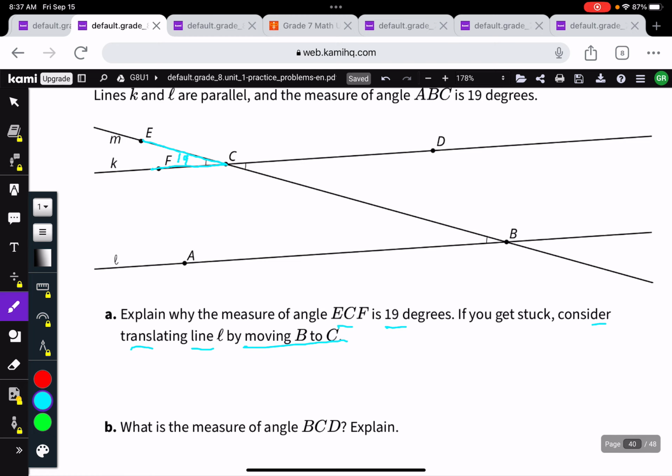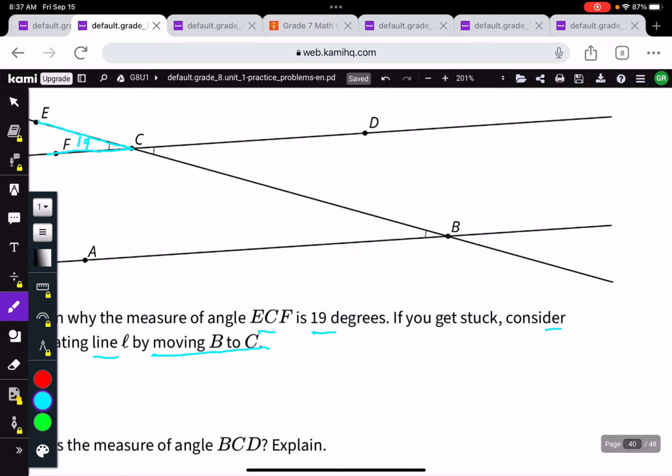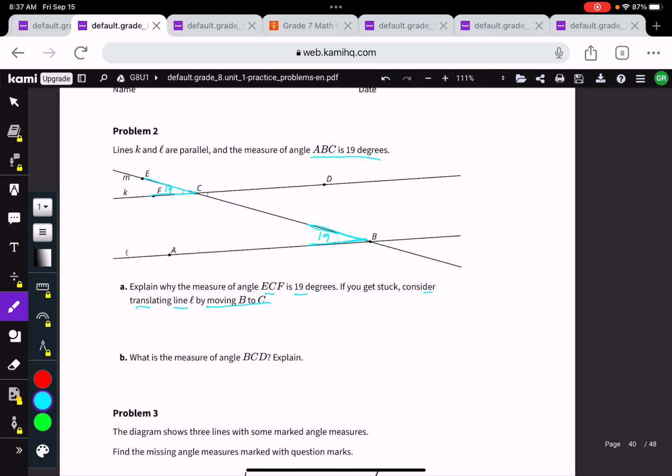Explain why the measure of the angle is 19 degrees when they told us that ABC, there's the line, that's angle ABC, is also 19 degrees. They said that right here. So why is that equal to that? And it gives us a big clue. If you get stuck, consider explaining a rigid transformation.